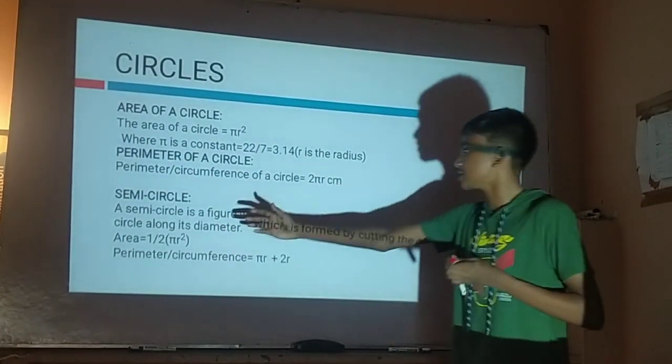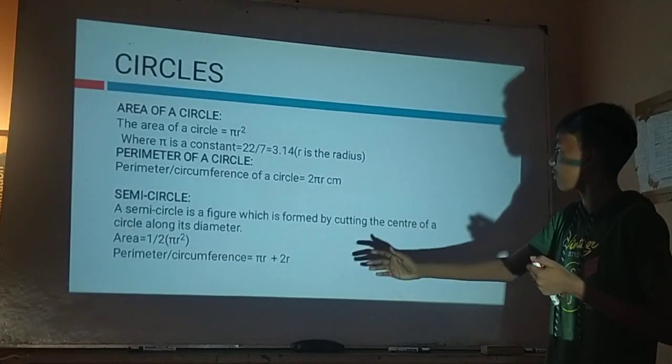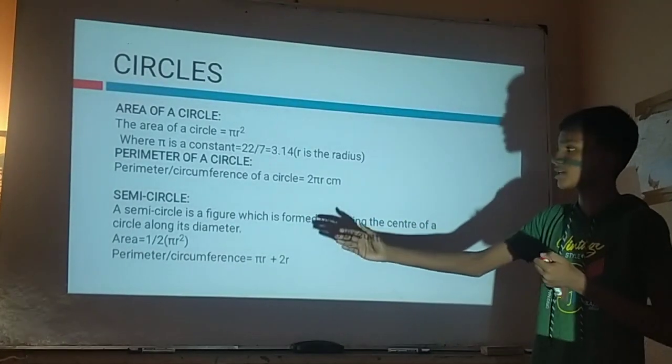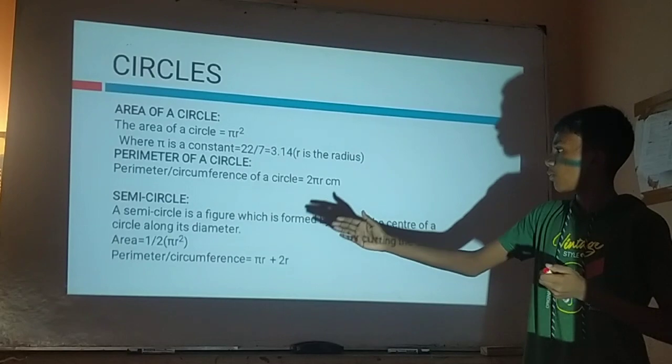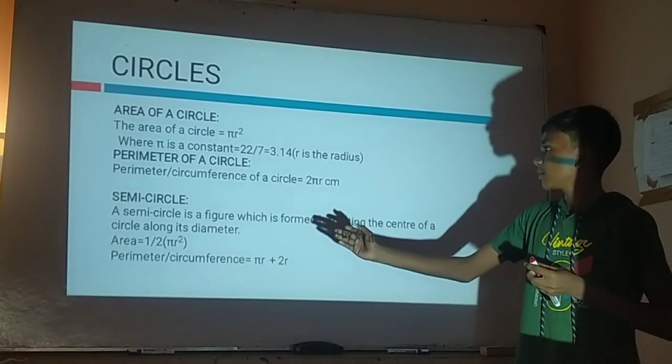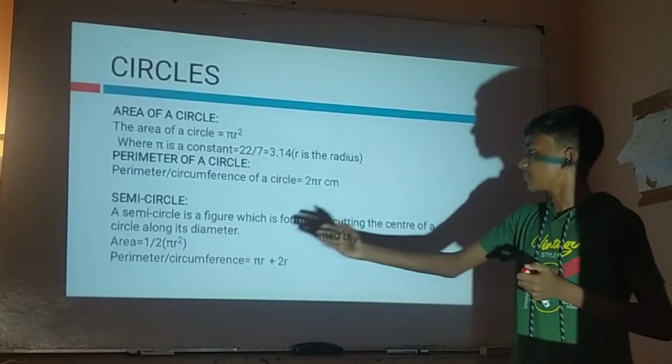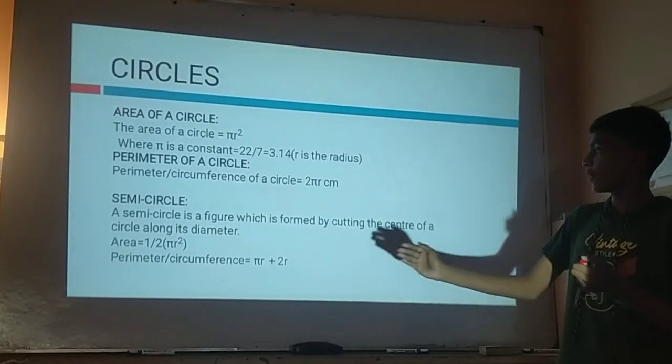Now let us talk about the semicircle. A semicircle is a figure which is formed by cutting a circle along its diameter. Its area is 1 by 2 multiplied by pi into r square, and the perimeter is pi r plus 2r.